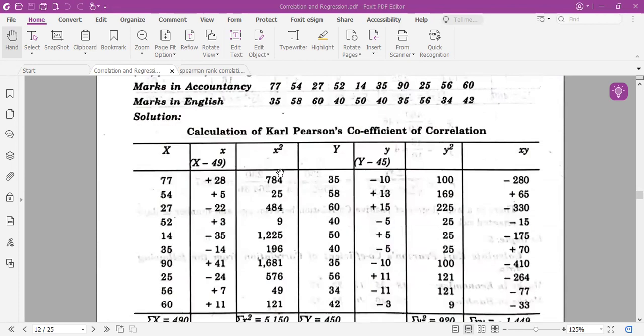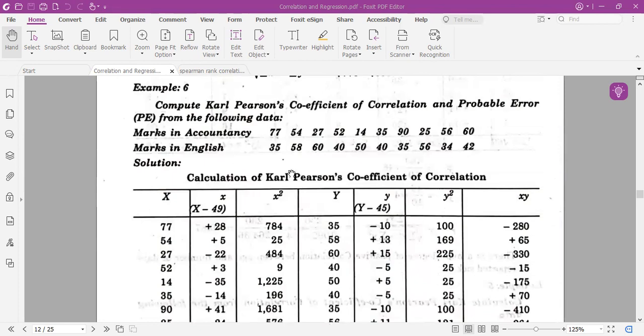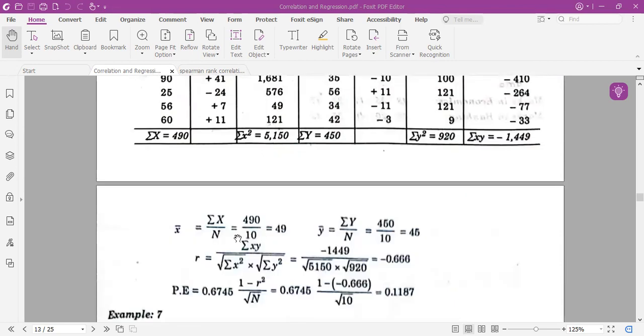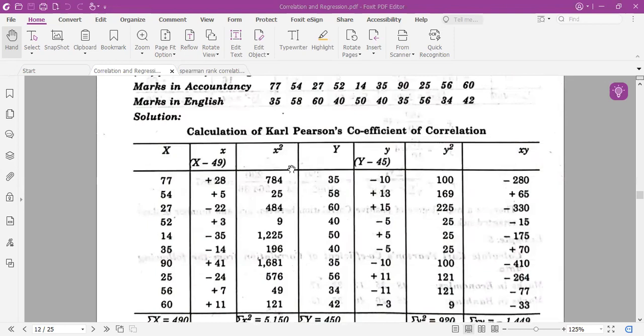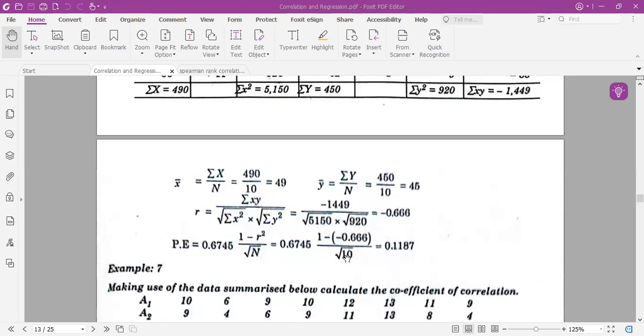Similarly, another problem. So we have the marks in accountancy, marks in English. With these marks, first you have to calculate the mean, that is the average of x and average of y, that is x bar and y bar, 49 and 45. Then you have to take a deviation. Then you have to calculate small x square, small y square, their totals, and small xy, and their total. And put this into the formula, you will be getting the R value.